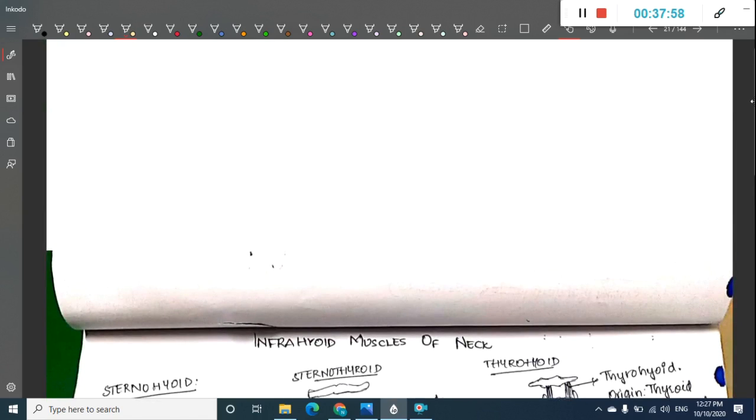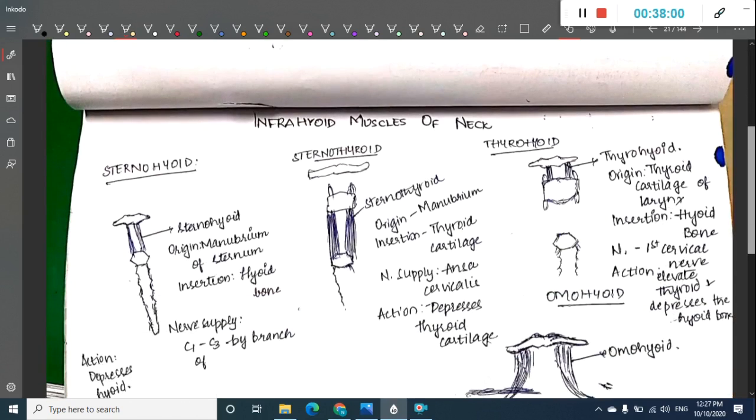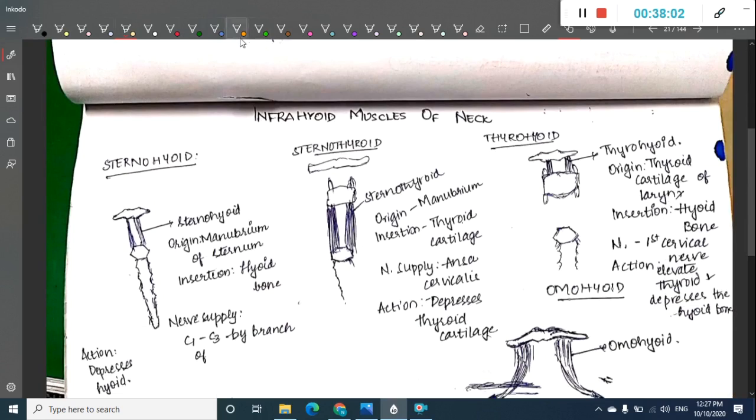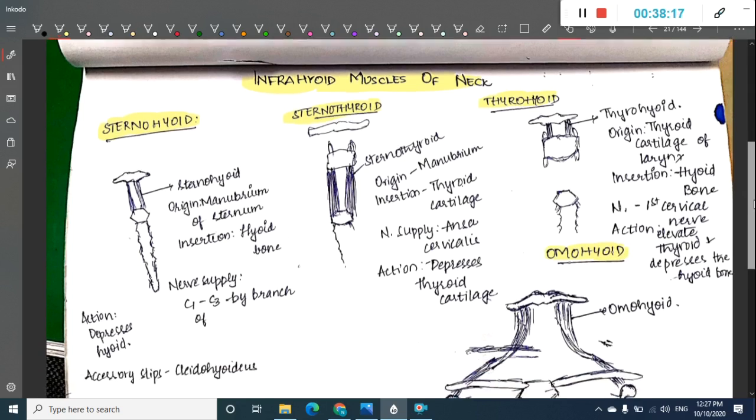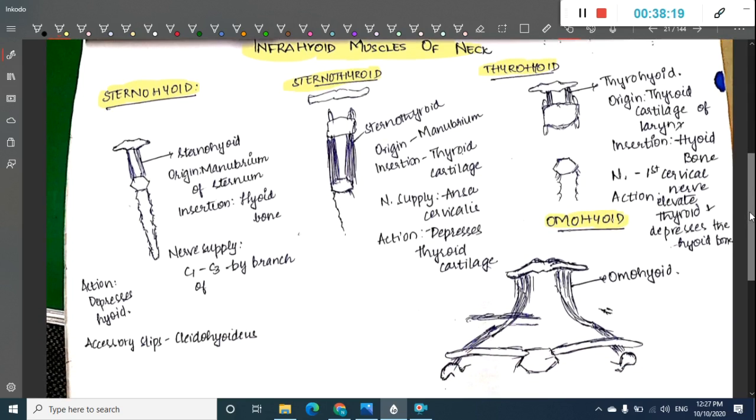Now we will see the infrahyoid muscles of the neck. What are the infrahyoid muscles? They include mainly four muscles: sternohyoid, sternothyroid, thyrohyoid, and omohyoid. First we see sternohyoid.